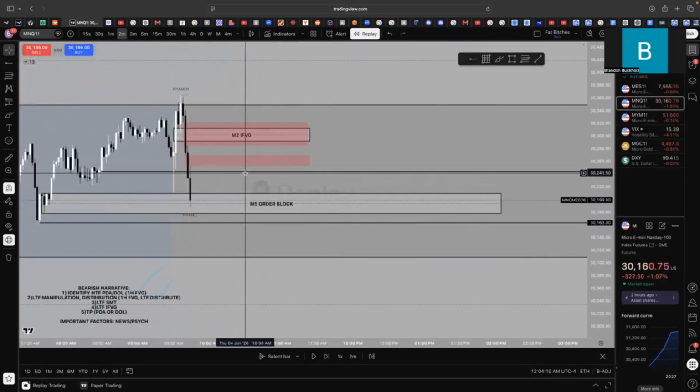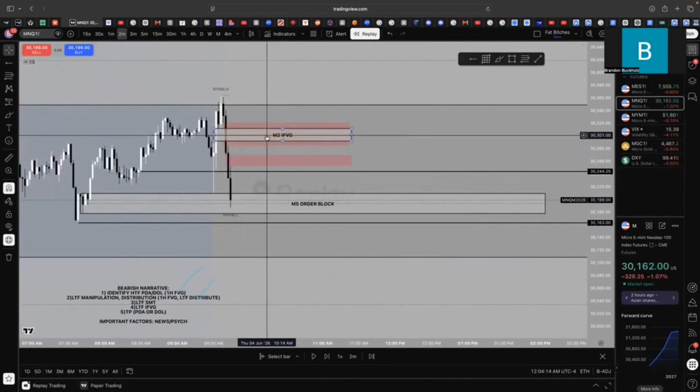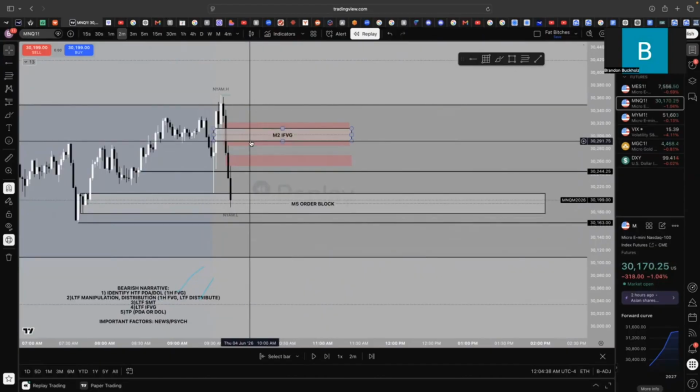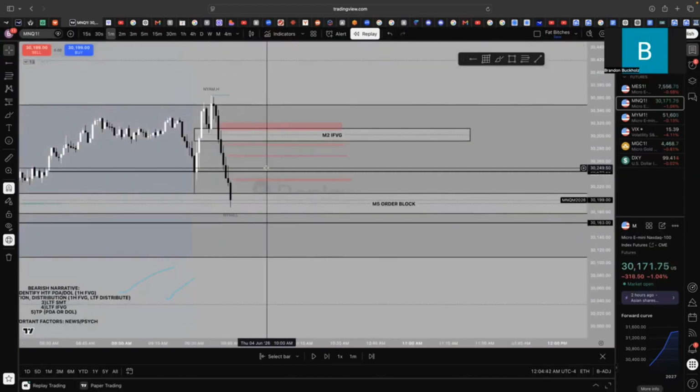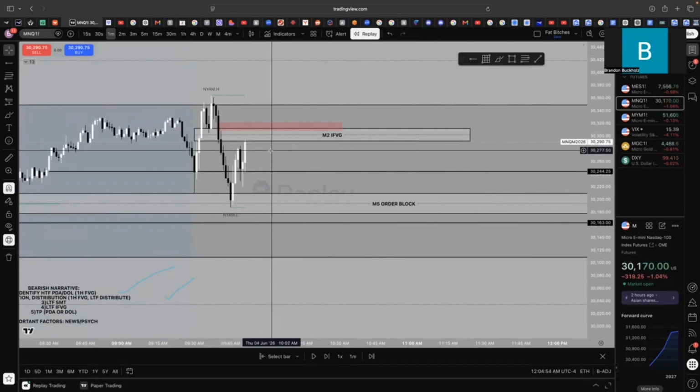However, we are so far extended at this point, we have not had a retrace back into this 2-minute inverse. So we cannot get in on this trade yet. Scale down to the 1 minute. We need to wait on a retest. We finally get this retest into our 2-minute inverse.